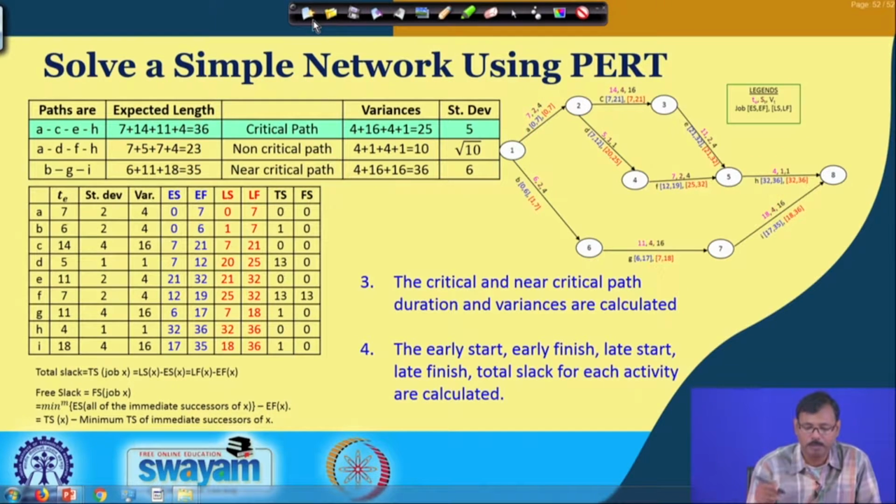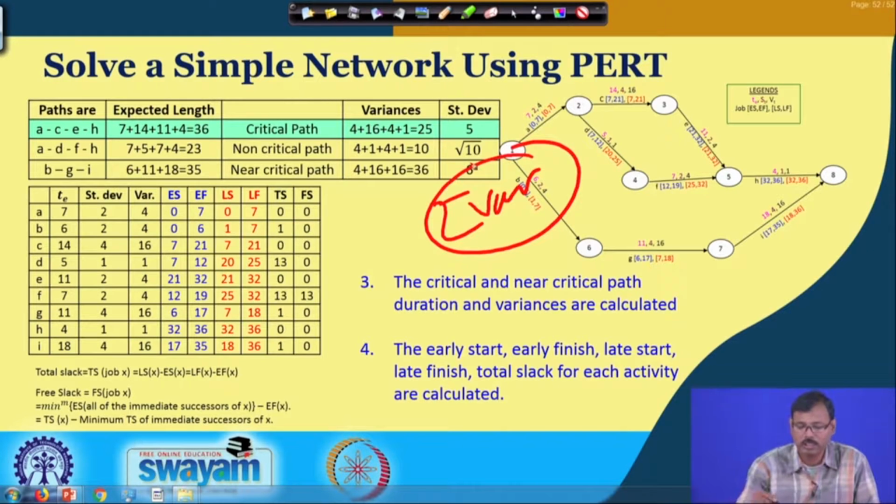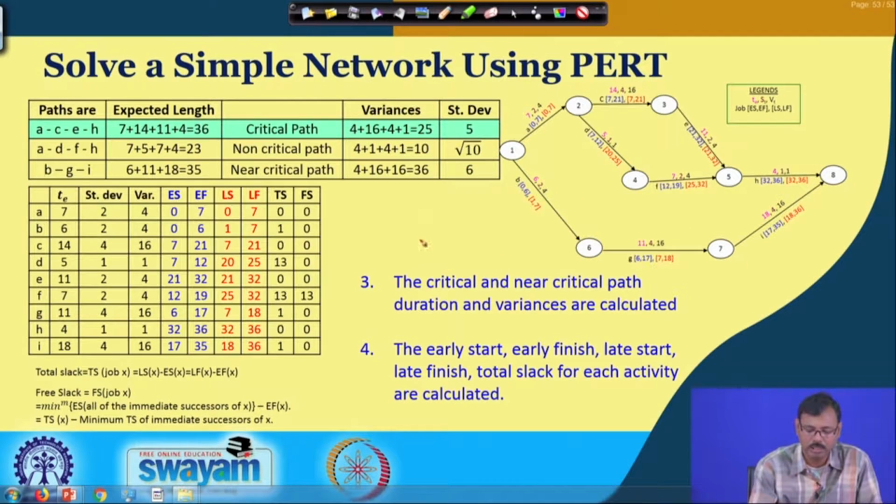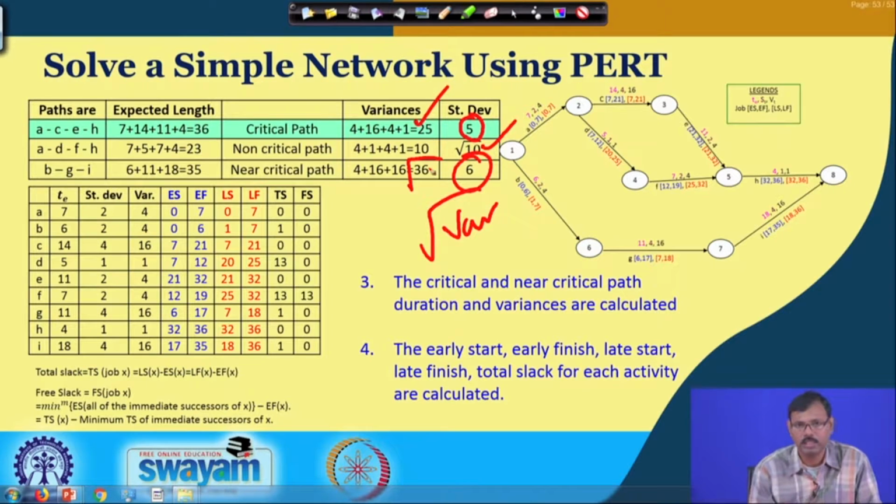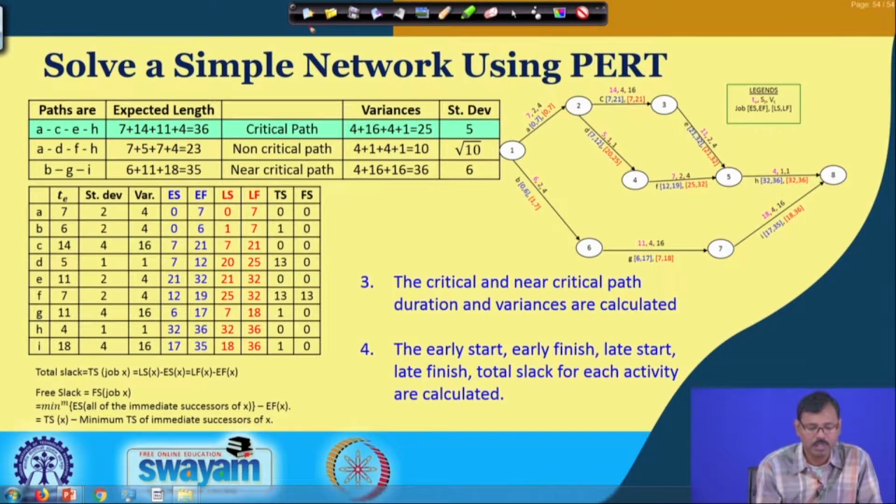We have calculated their variances also. You know, the variance of a path is nothing but the summation of the variances of its member jobs. So, we did this, variances are 4, 16, 4, 1. So, 4, 16, 4, 1 is 25. So, the variance of path 1 is 25. Similarly, for path 3 we found the variance is 4, 16, 16, so that is 36, and for this one it is 4 plus 1 plus 4 plus 1, so it is 10. And you know the standard deviation is nothing but the square root of the variance. So, the standard deviation of this one is the square root of 25, that is 5, this is the square root of 10, and this is the square root of 36, giving us 6. So, the standard deviation for the critical path is 5, and for the near critical path it is coming 6.